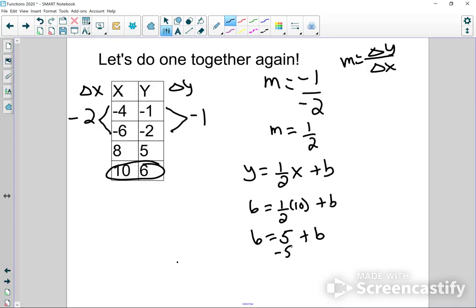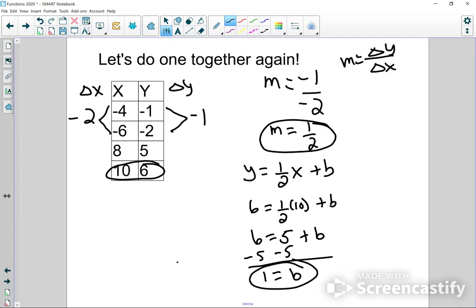Solve the equation using inverse operations. And 1 equals b. So now I have an m value and I have a b value, so I can write my equation. Y equals 1/2 x plus 1. We just did it. We're going to do it again.